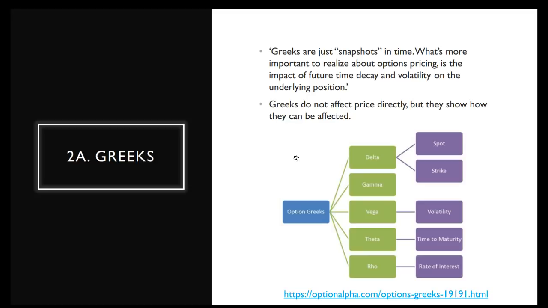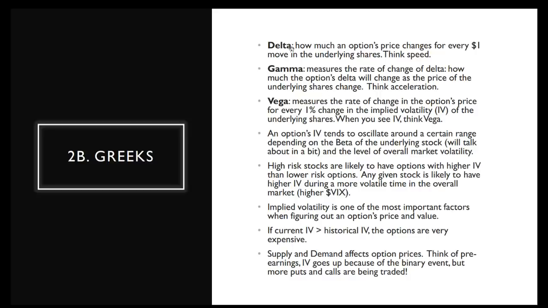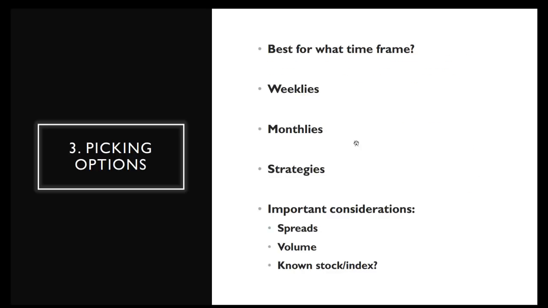Okay, we talked about the Greeks yesterday. We went through a lot of them. Delta is super important because that tells you how much, related to the stock movement, the options are going to go. We talked about gamma, which is your acceleration, the rate of change of the delta. We talked about vega, V for volatility. Theta is your time decay, and rho is your rate of interest. So we talked about all that yesterday, and today we're going to talk about the picking of options. So, best for what time frame?